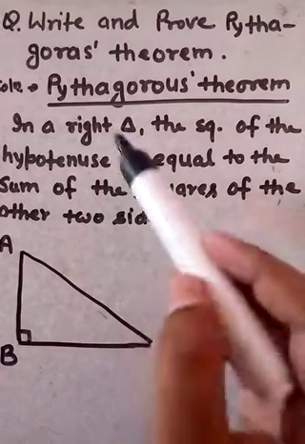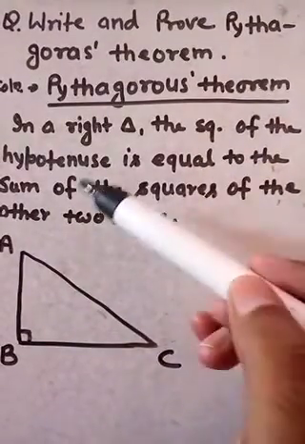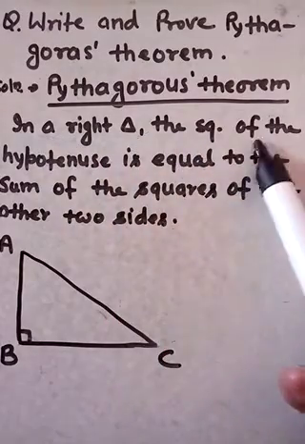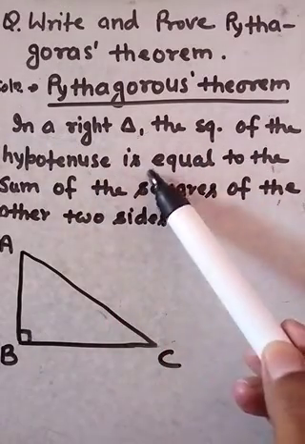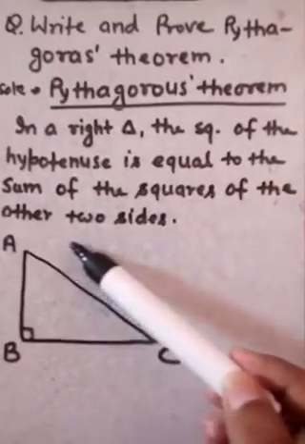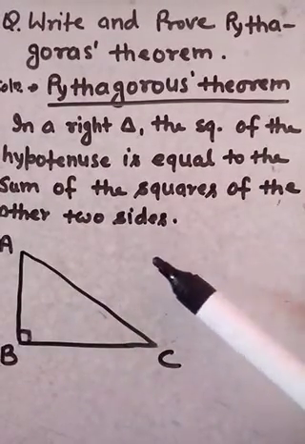Today we see Pythagoras theorem. According to Pythagoras theorem, in a right triangle, the square of the hypotenuse is equal to the sum of the squares of the other two sides.